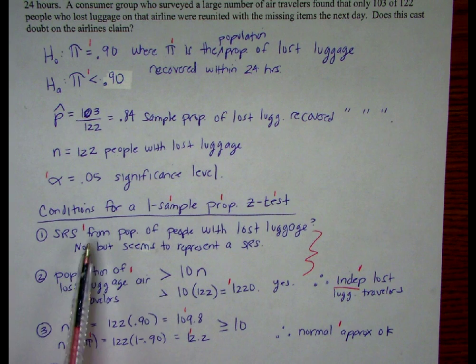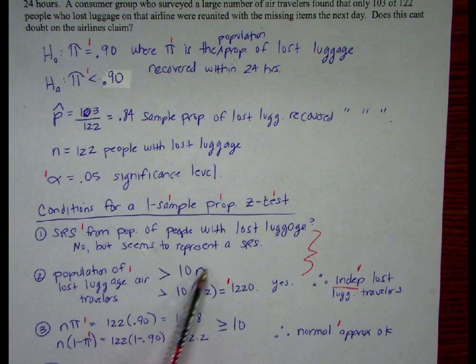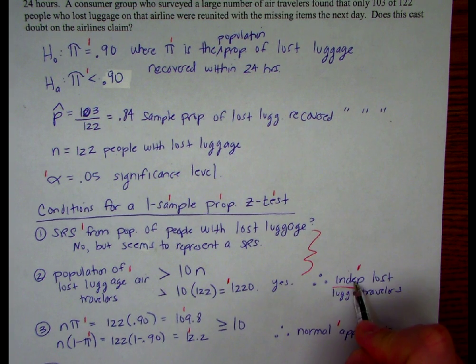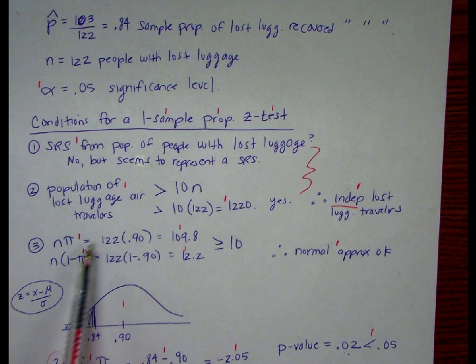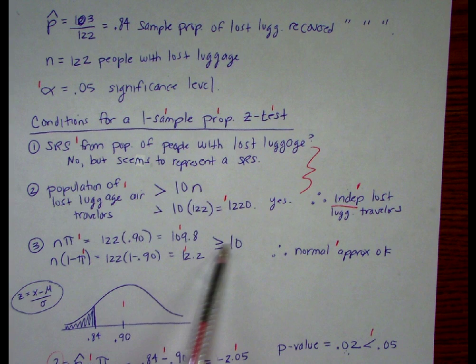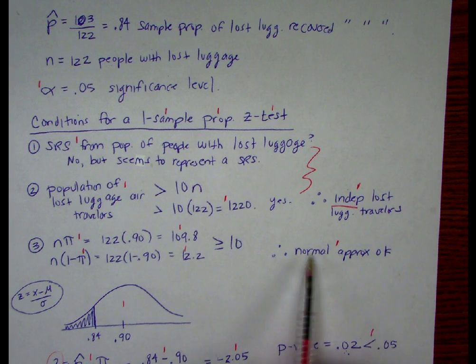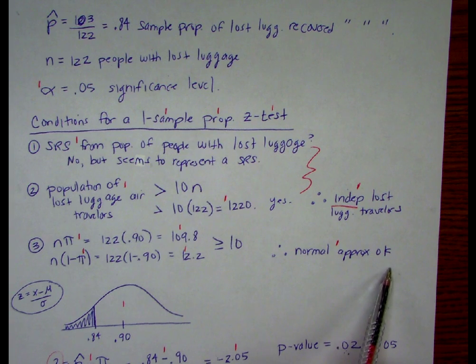Number one, is it a simple random sample? So this is about 1 point here. Probably 2 points here for population greater than 10n and then showing the substitution. You have to make sure that you come over here and say that because of these two conditions I have independent lost luggage travelers. Number three, maybe a point or 2 points here, showing me each of these, the formula, the substitution that's greater than or equal to 10. Make sure you come over here. This is when people forget a normal approximation is okay. It allows you to draw the normal curve.